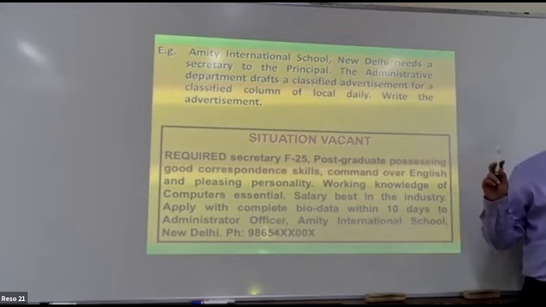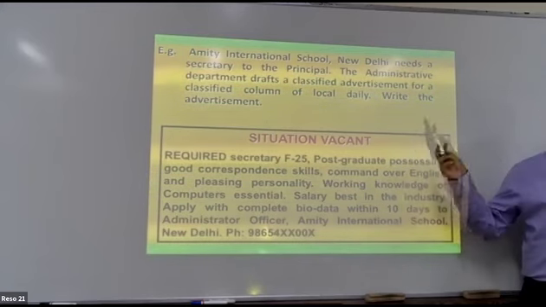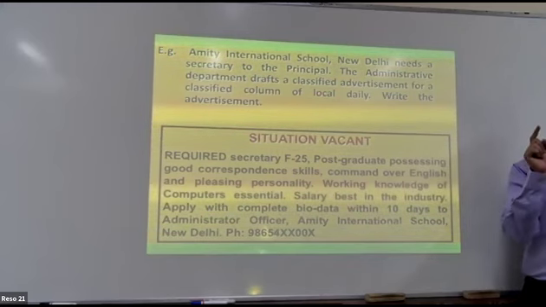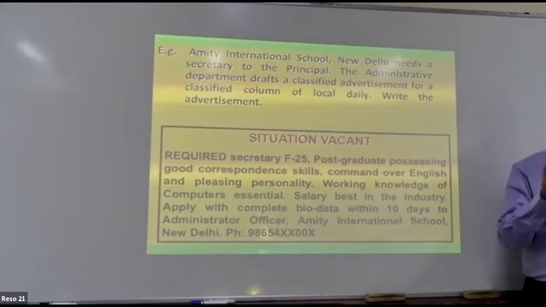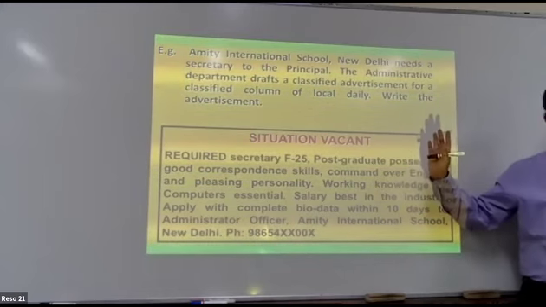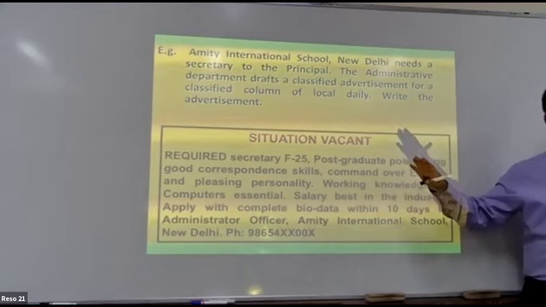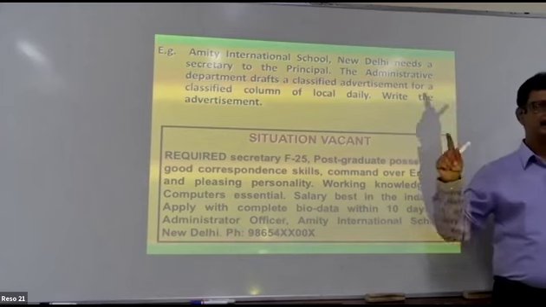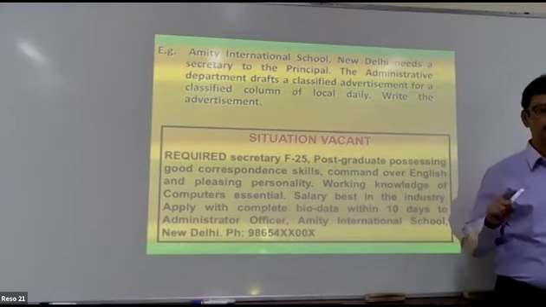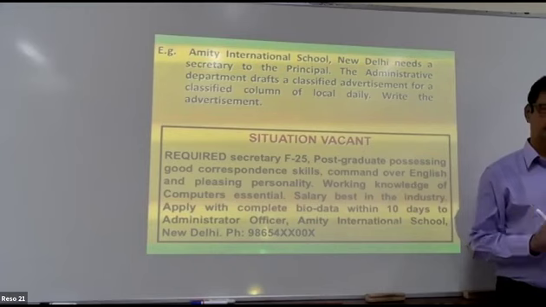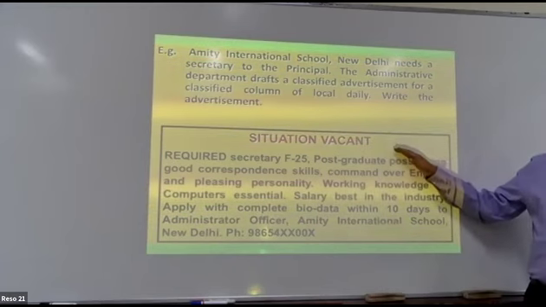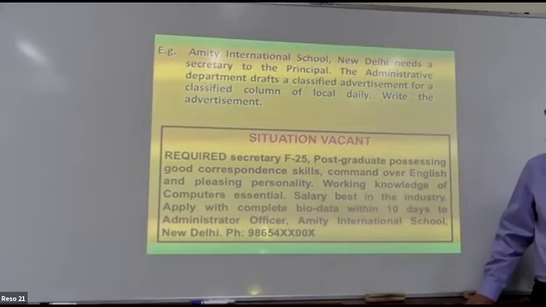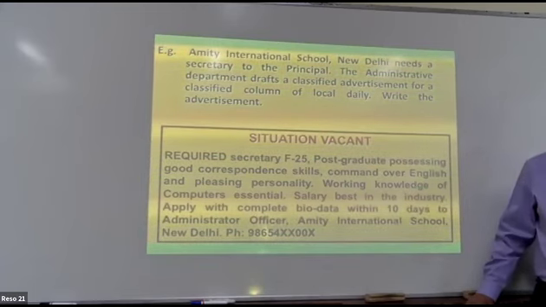Rectangular box. In the center, in block letters, the title, under which column this advertisement will be reflected. Very simple. Situation vacant. Leave a line. Always. Whenever there is a vacancy in an organization, always situation vacant. Always. Leave a line. Then running matter, body, start, required, secretary, F25.